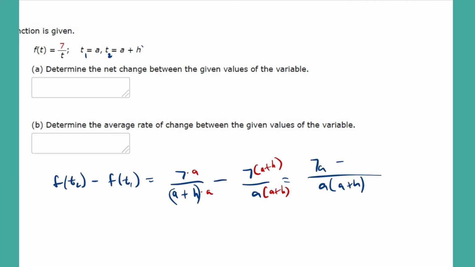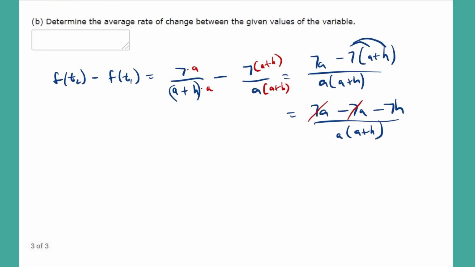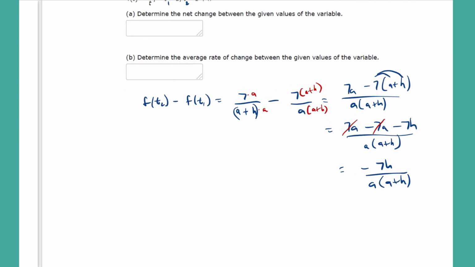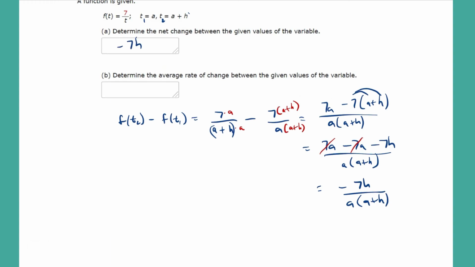And so now we're going to have 7a minus 7 times a plus h. So once we distribute, we're going to get 7a minus 7a minus 7h over a plus h, cancellation. And so we end up with negative 7h over a plus h is our final answer for net change.